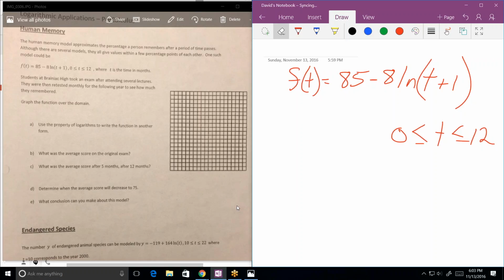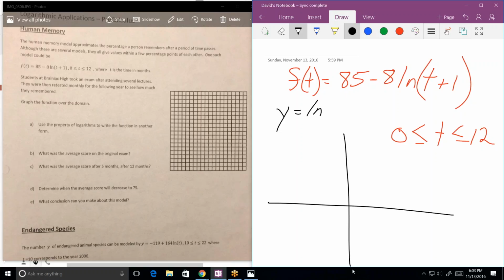Graph the function over the domain. Well, first of all, what does y equals natural log of x graph as? It graphs something like that, right? So all we have to figure out is how that has been transformed. The very first request is to graph it over that domain.